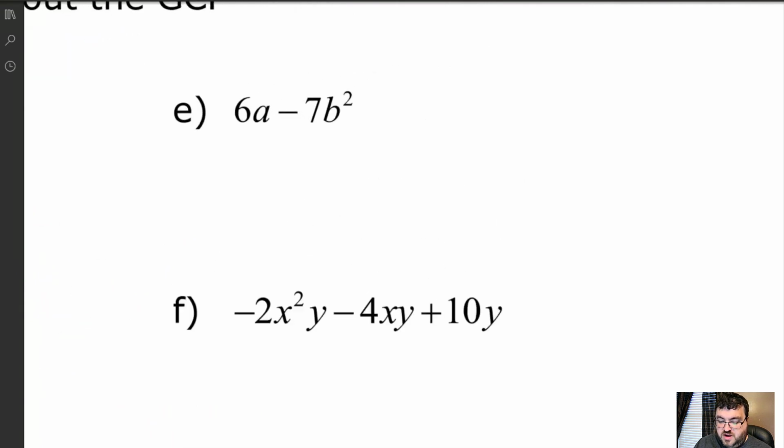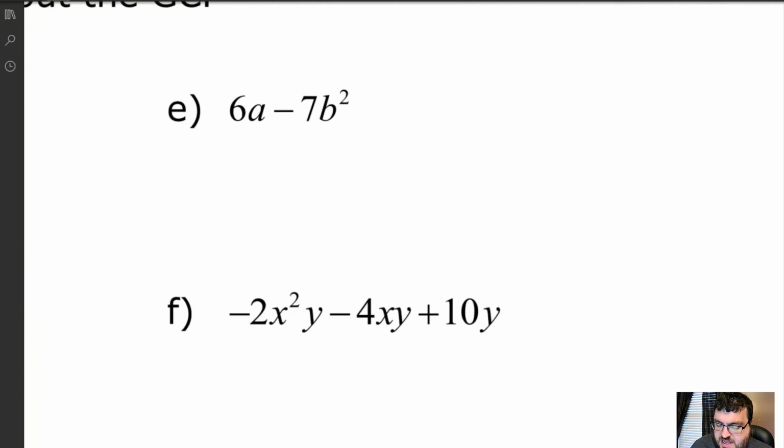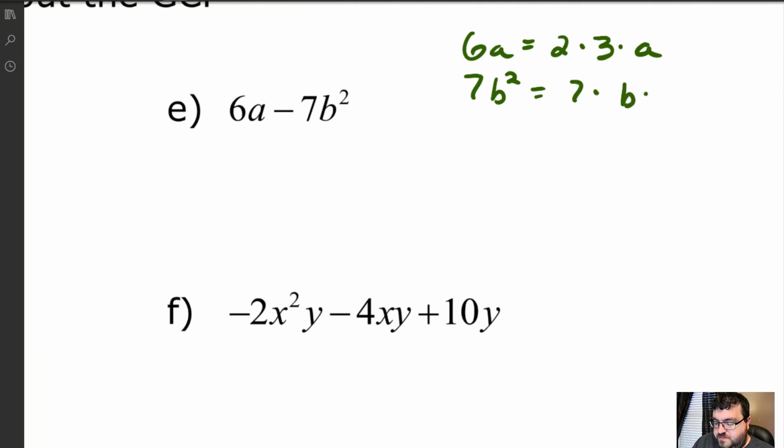So looking at this one right here, I have 6, which if you take 6, it's 2 and 3. And then 7 is 7. Like 7, you really can't do anything with it. You can't break it down any further, because it's 7 and 1, and you know 1 goes into everything.